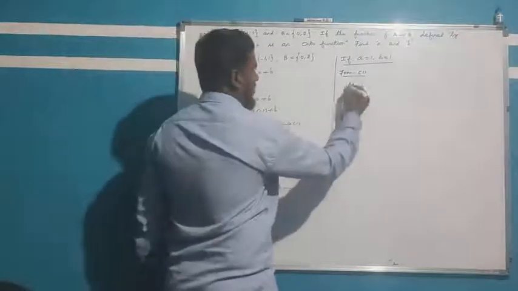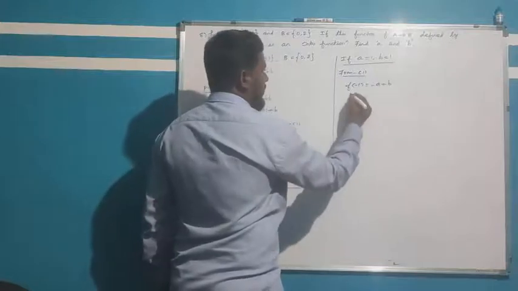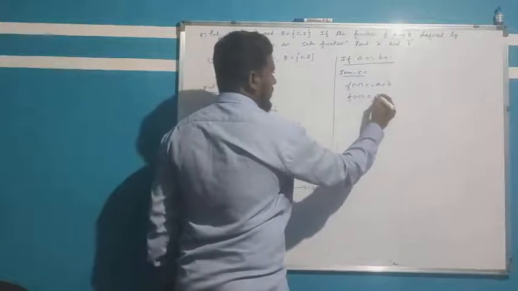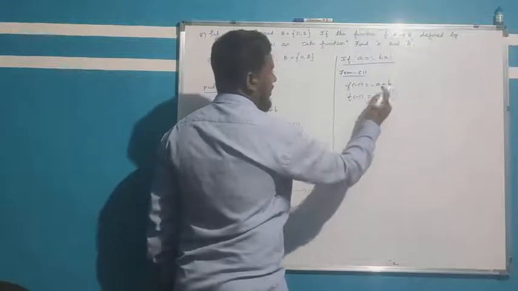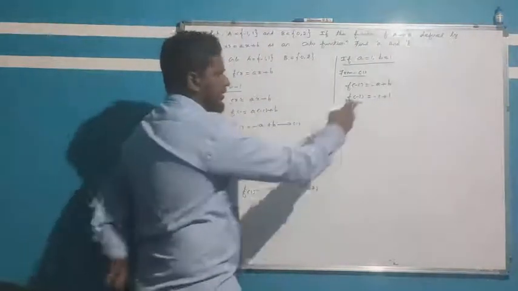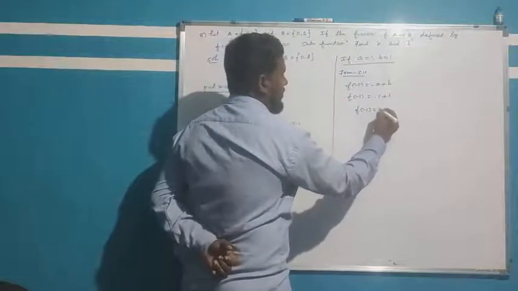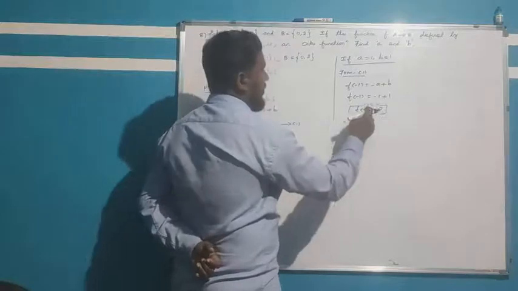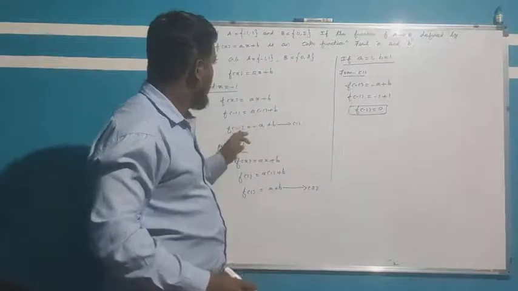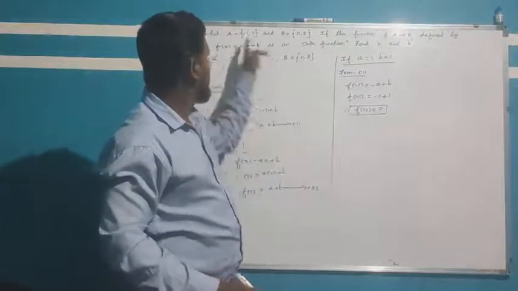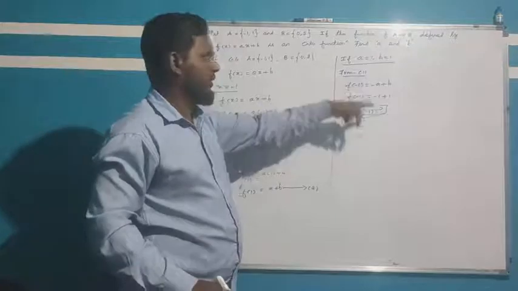So f(-1) = -a + b. The a value is 1 and the b value also 1. Then f(-1) = 0. So look here, domain is -1 and codomain is 0.